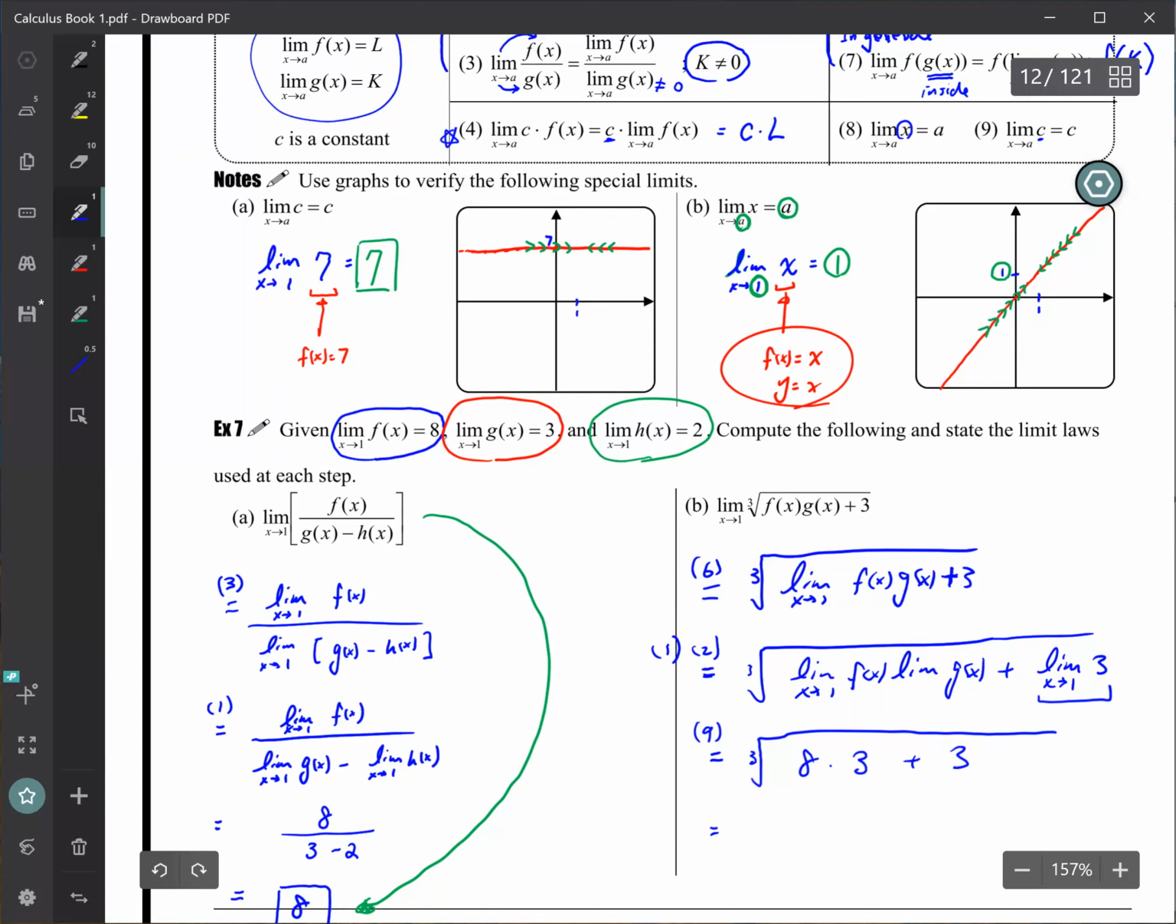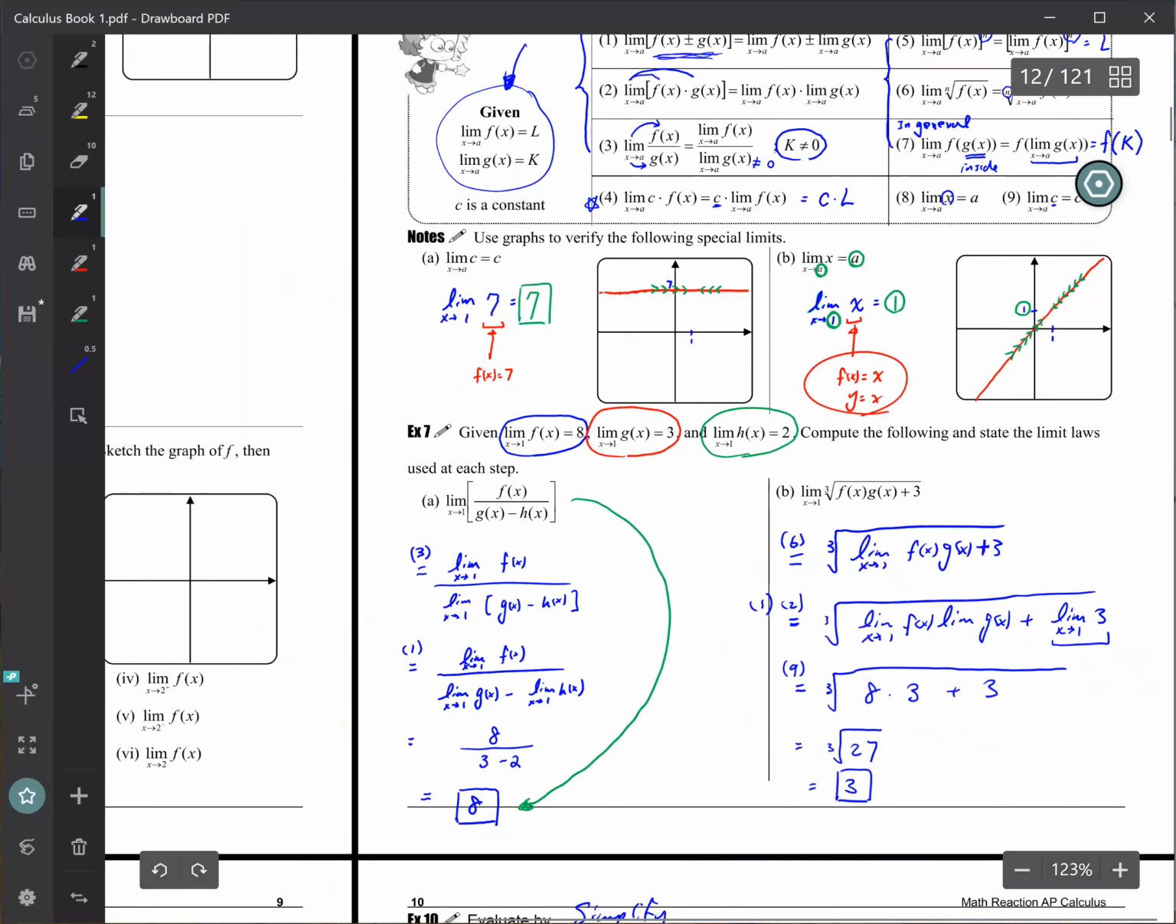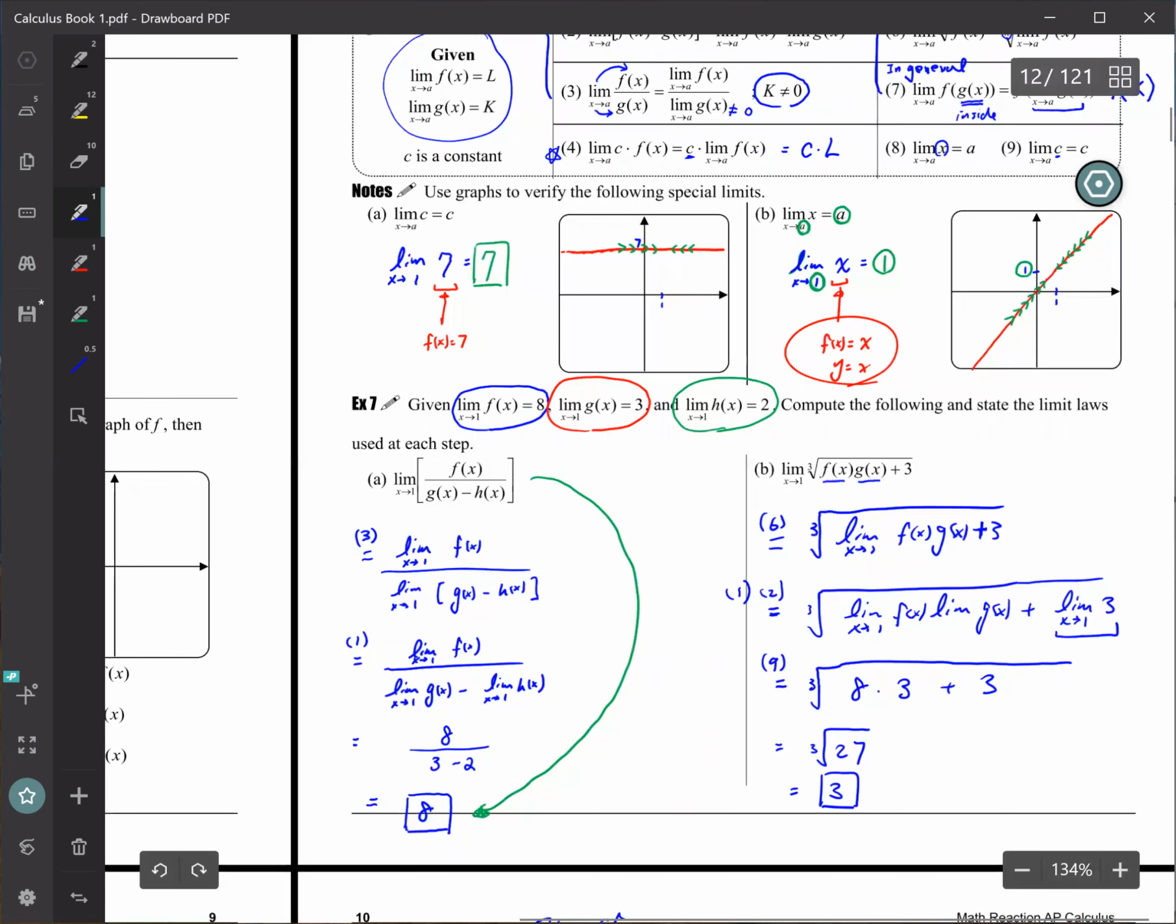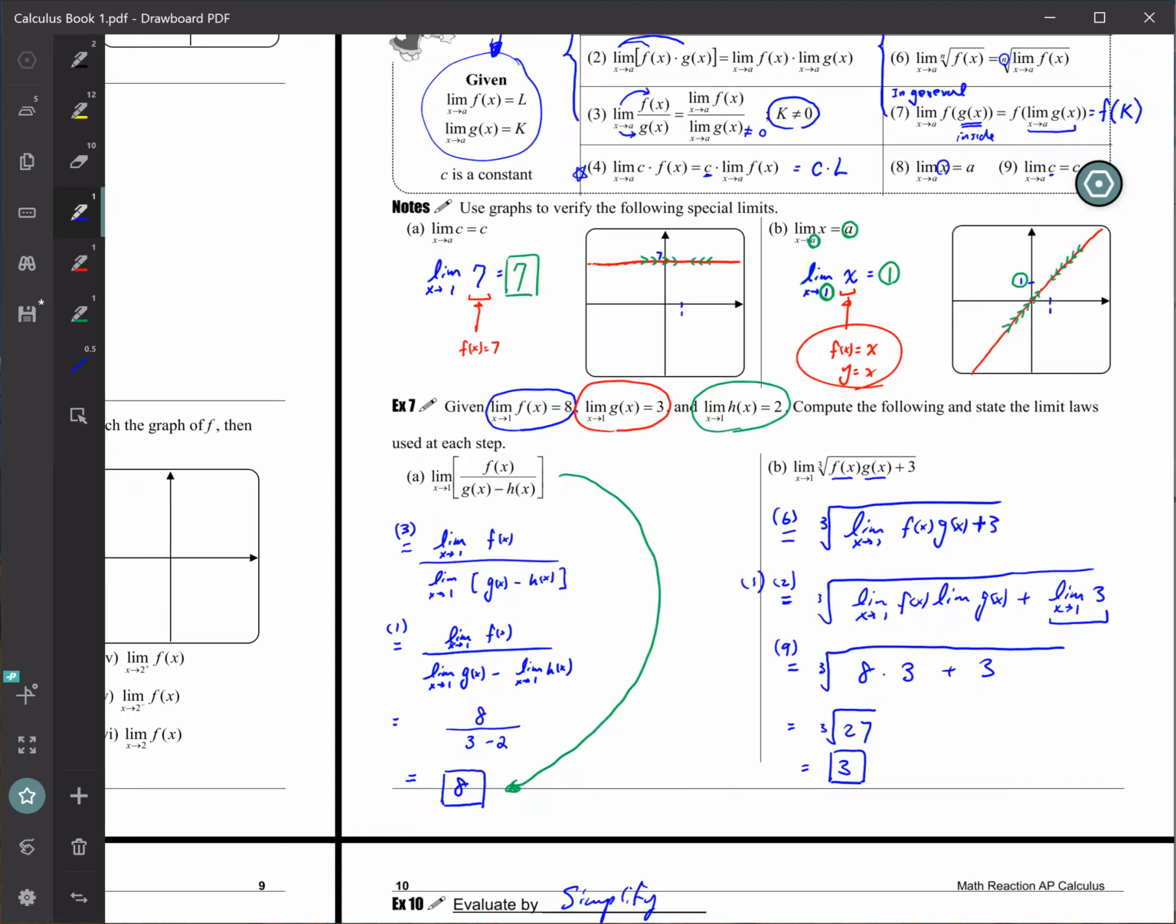Okay, and Leon, do you have the final answer? Cube root of 14. Sorry, cube root of 27, which is 3. Yes, okay, so finally it's 3. Of course, we can also get 3 very quickly, right? You see f is 8, g is 3, so 8 times 3 plus 3. For the steps, the part I'm marking will be looking at whether you used the right law, and whether you know how to write it out using limits.